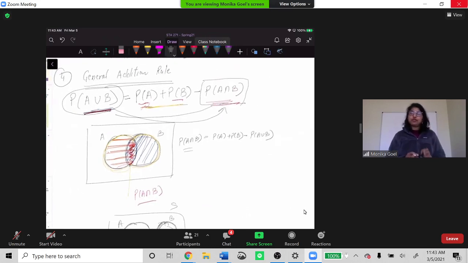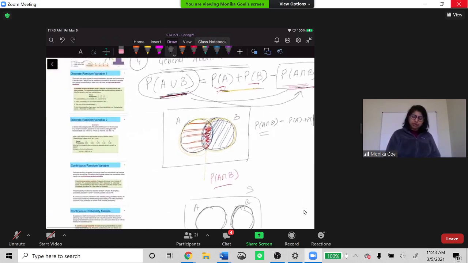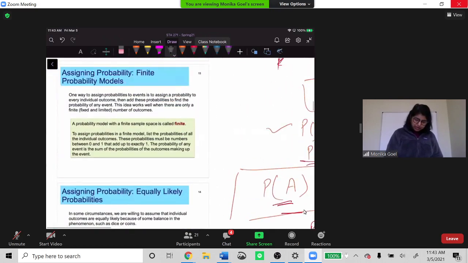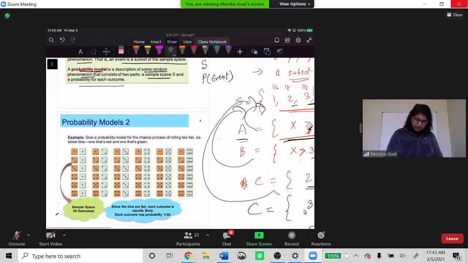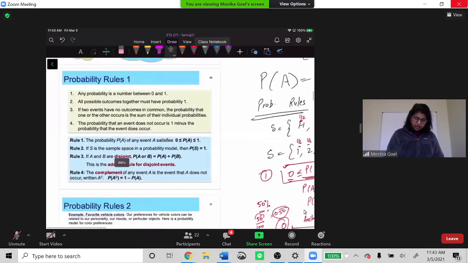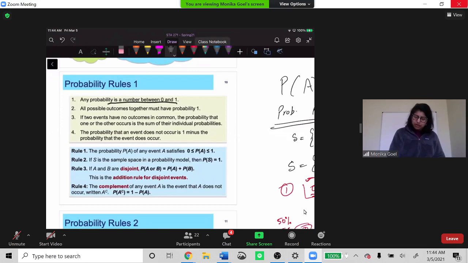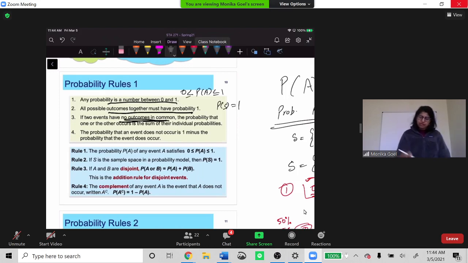So these are our first four important probability rules that we work with when we work with probability problems. And let me come back to here to see if I missed something. So let's quickly go through these probability rules. Any probability is a number between 0 and 1, like I said. All possible outcomes together must have a probability of 1. If two events have no outcomes in common, we are talking about disjoint events.